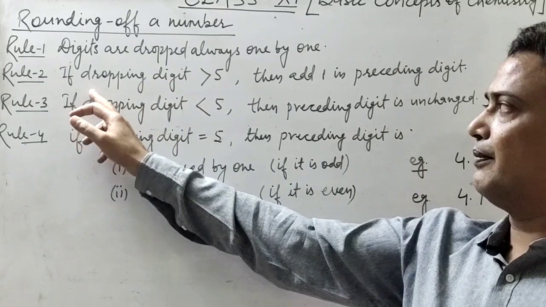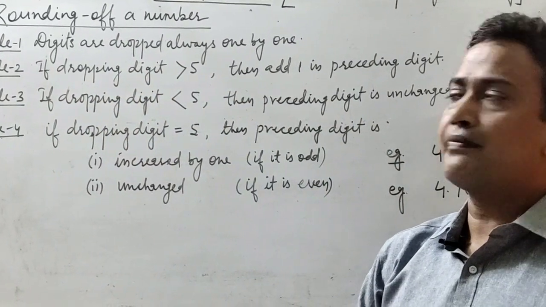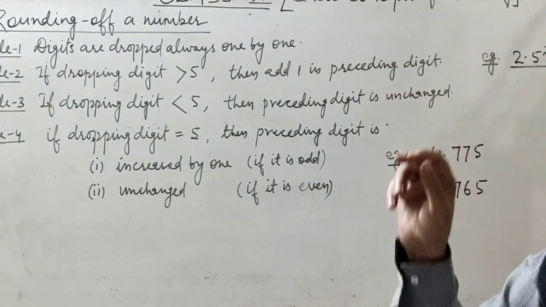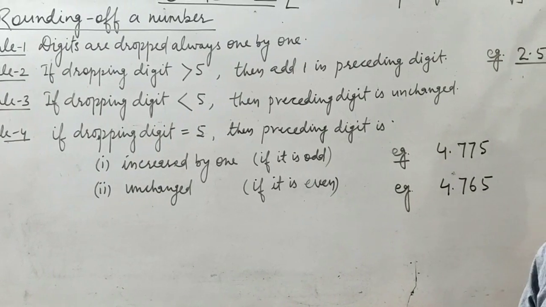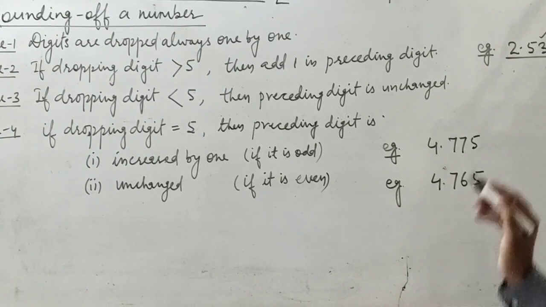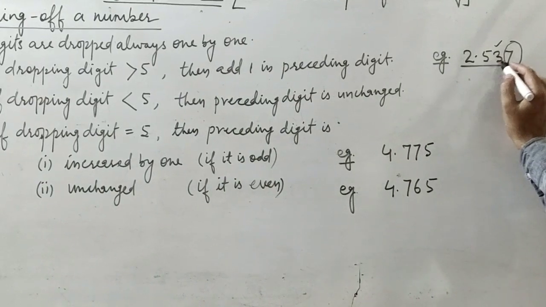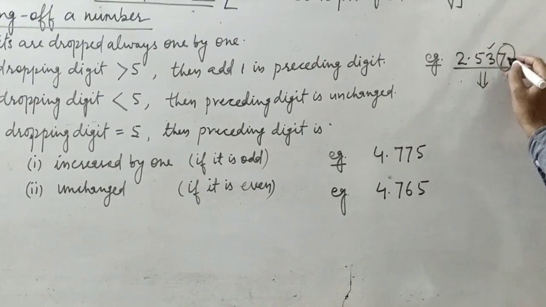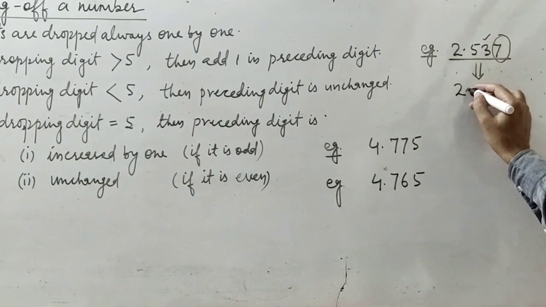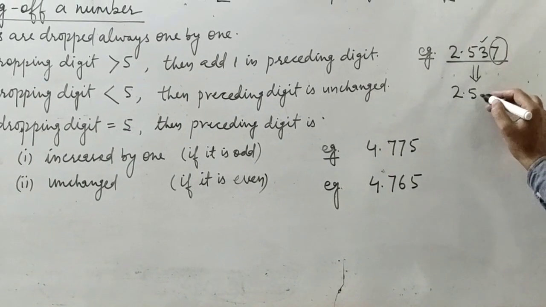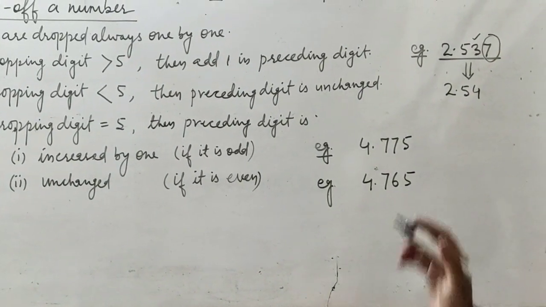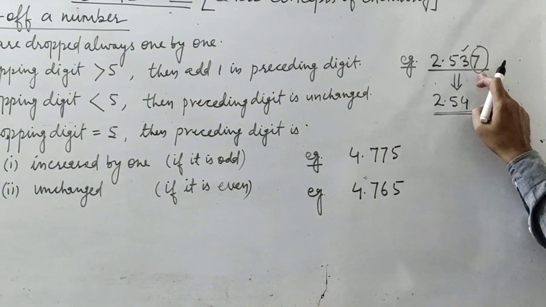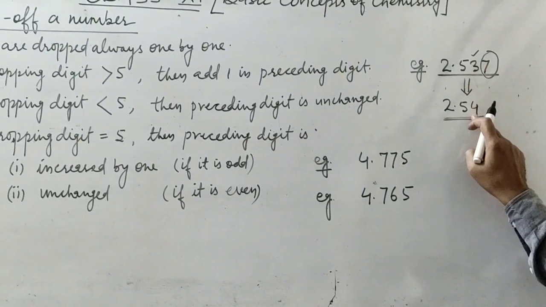Second rule says if the dropping digit is greater than 5, then add 1 to the preceding digit. If the dropping digit is more than 5, then the next digit is to be increased by 1. Like again, in this case 2.537, if you have to drop 7, it is more than 5, then the next digit, this 3, is increased by 1. It would be 2.54.